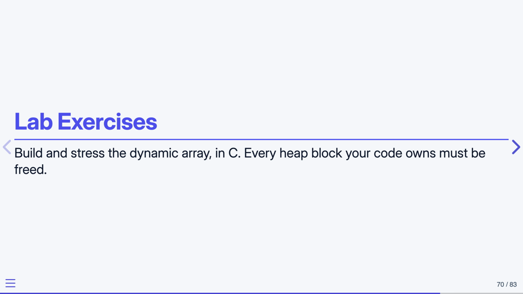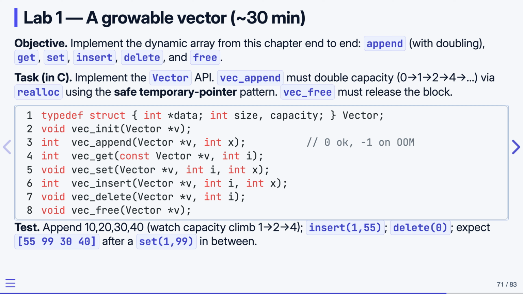Now it is your turn to write some code. In these labs, you will build and stress the dynamic array and see one reminder. Every heap block your code owns, you must free. This is Lab 1. Your goal is to build the whole dynamic array in C from start to finish. Take your time. You have about 30 minutes.